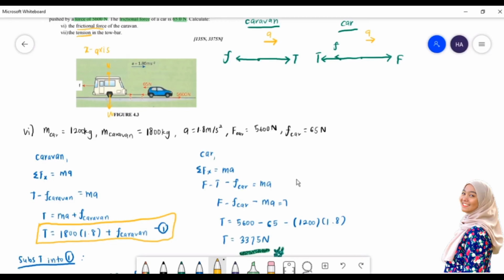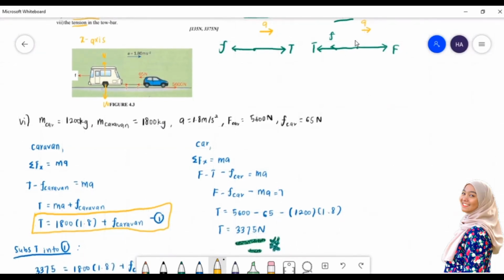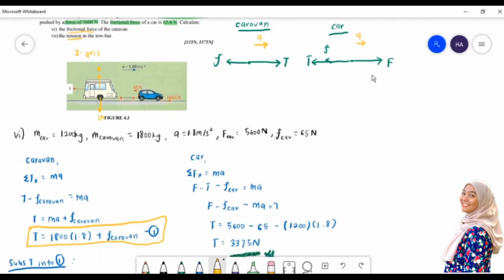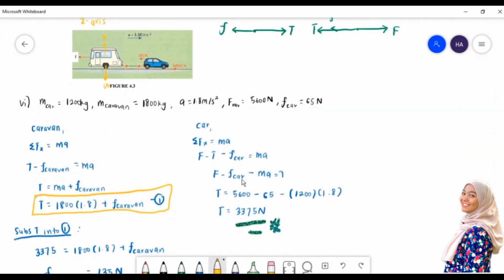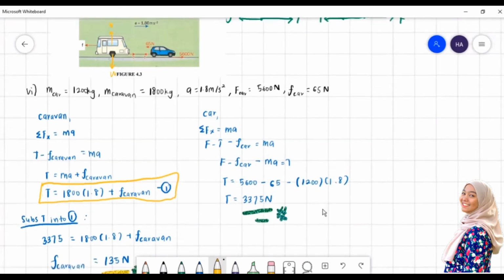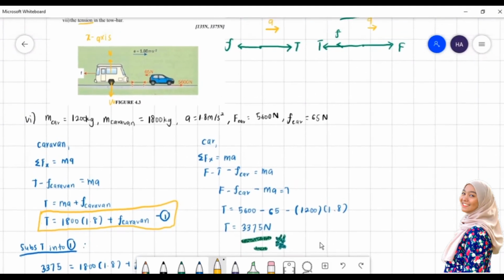Okay. Lepas tu, untuk car, kita ada x-axis juga. So, fx equal to ma. So, F minus T minus f car, kita akan dapat equals to ma. So, kita nak cari T tension sebab dia dah bagi force, dia dah bagi frictional force of car, dia dah bagi mass of car and also dia dah bagi acceleration. Semua dia dah bagi. So, kita masukkan sahaja nilai dan kita akan dapat tension equals to 3375 Newton.